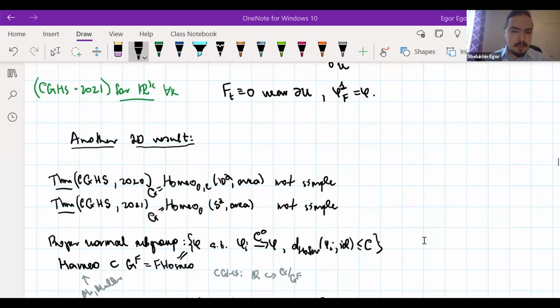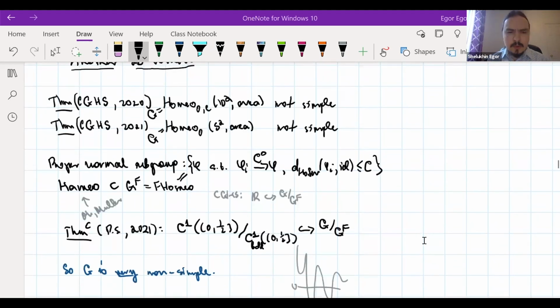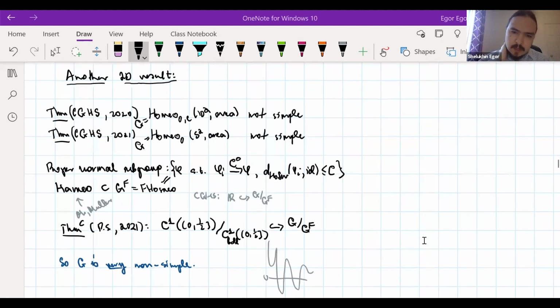And what we were able to prove, using our spectral invariants, is that in fact a quite large linear space embeds into the quotient. We prove that C^1 functions on a half-open interval over the bounded C^1 functions on the same half-open interval embeds into the quotient. So somehow G is very non-simple.